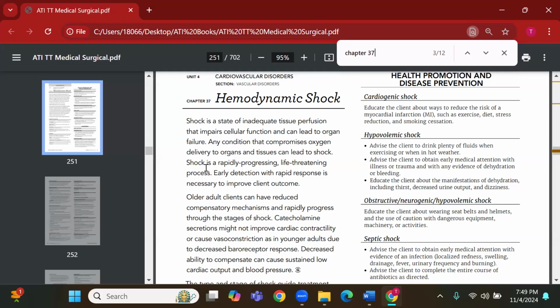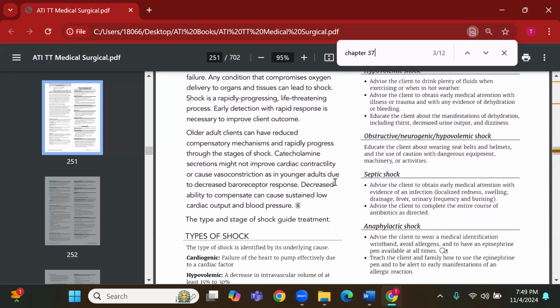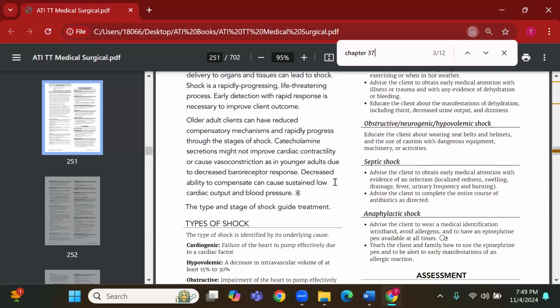So if you look here, it says shock is a rapidly progressing, life-threatening process. Early detection with rapid response is necessary to improve the outcome. I'm going to ask you here in a minute some questions, okay? So get ready. Older adult clients have reduced compensatory mechanisms.